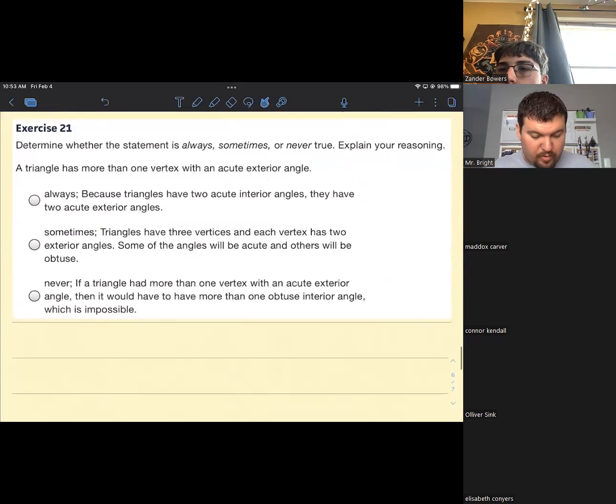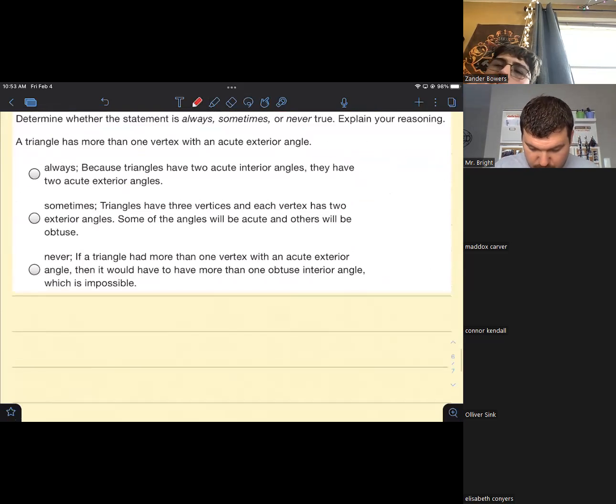And then our last one, number 21, determine always, sometimes, or never. A triangle has more than one vertex with an acute exterior angle. So again, let me draw you a triangle. It just said a triangle, so I don't have to draw a specific one. So let me just draw one that looks like this.